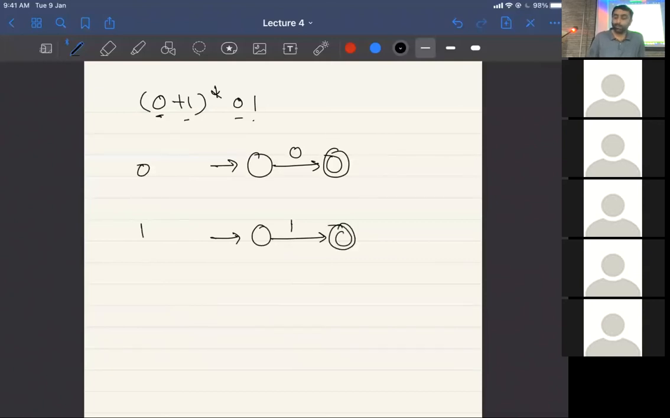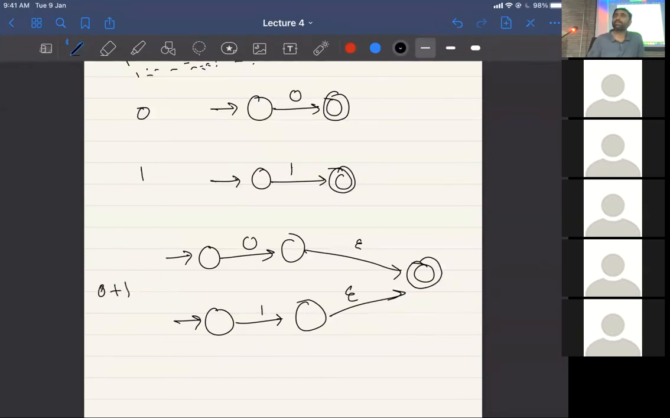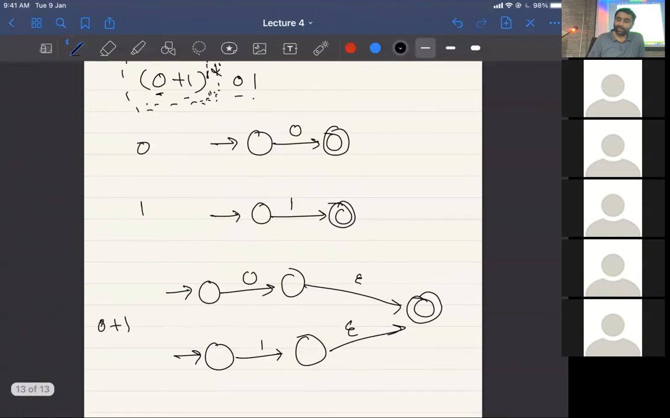Now we have to construct the NFA for this part. First of all, we find an NFA for 0 plus 1. So we have two NFAs, so how do we find an NFA for 0 plus 1? We take the first NFA and remove the final status of its final state. We take the second NFA and remove the final status of its final state here. Create a new state, make it final, and connect it with empty transitions. Now this is an NFA for 0 plus 1. Right? Simple.